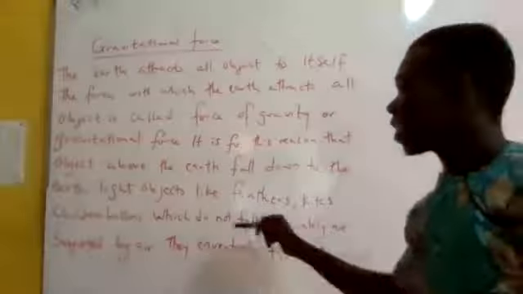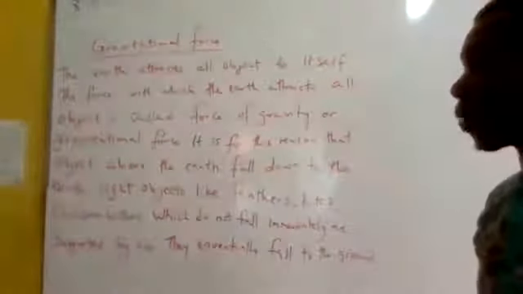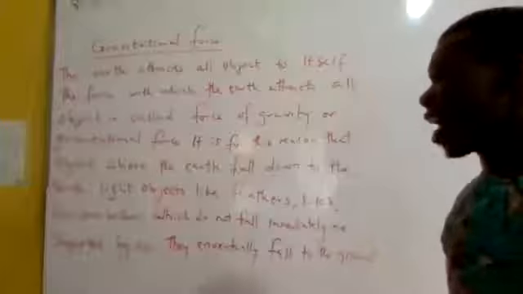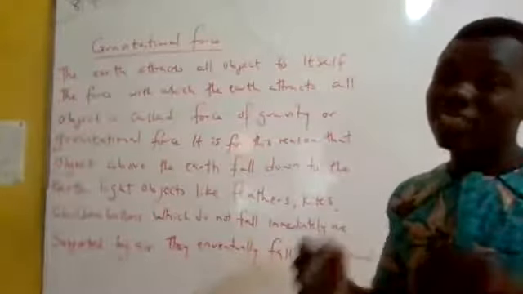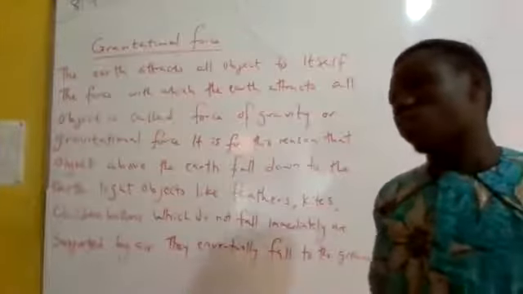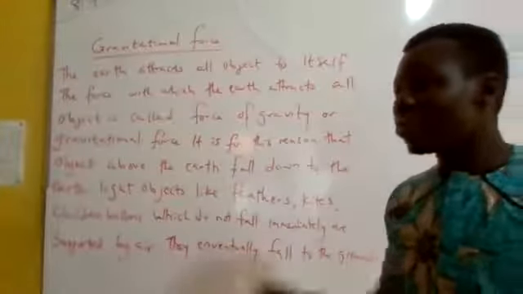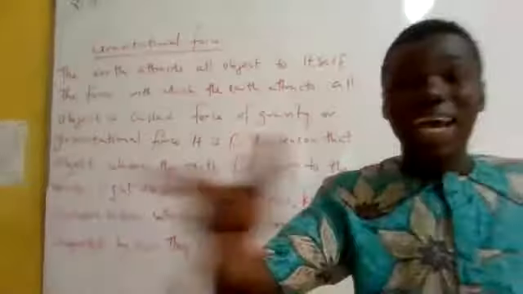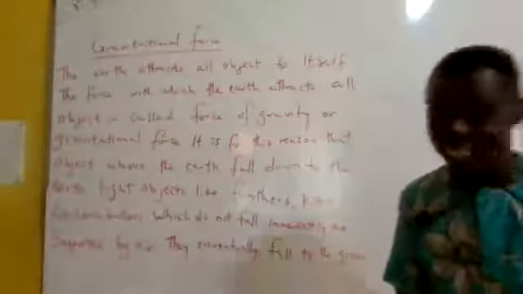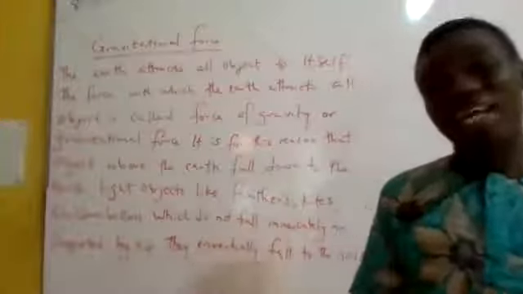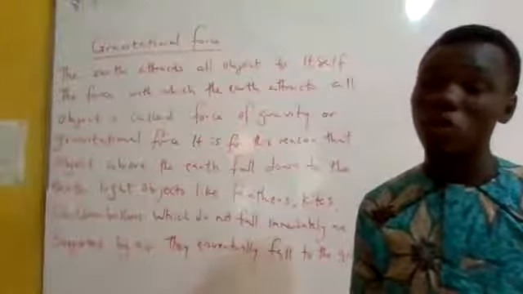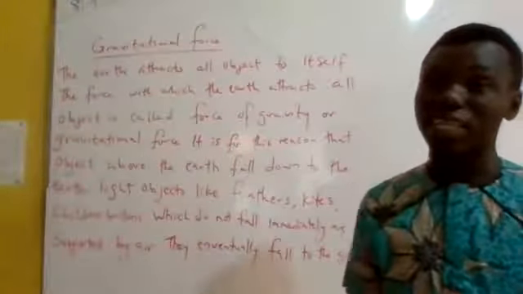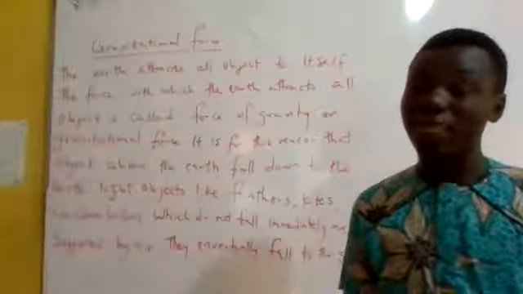So now, light objects like feathers, kites, children's balloons, which do not fall immediately, are supported by what? Air. Now, all these kites, balloons, and feathers, it's not as if they don't fall. They fall, but not immediately. And the reason why they don't fall immediately is because of external agents like wind. Wind actually affects the fall of light objects. Do you understand me?